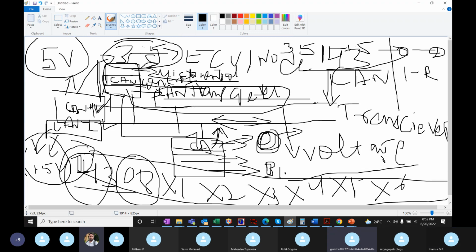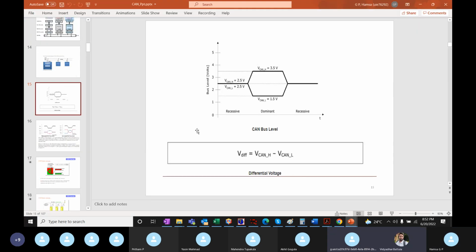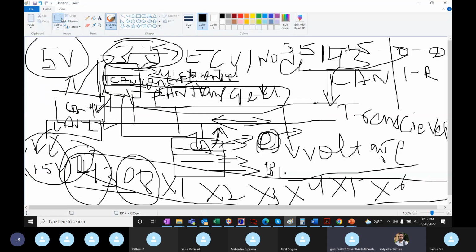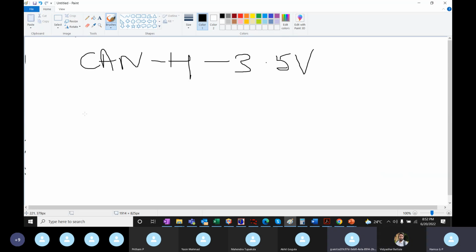Madam, I have one doubt. Yes, please. If it comes to dominant, the difference between CAN high and CAN low voltage should be greater than 1 volt? Okay, let me write it down. What is the CAN high maximum voltage? 3.5 volts. What's the minimum CAN low voltage? 1.5. It depends on the quality of wires and all, but in general, yes.